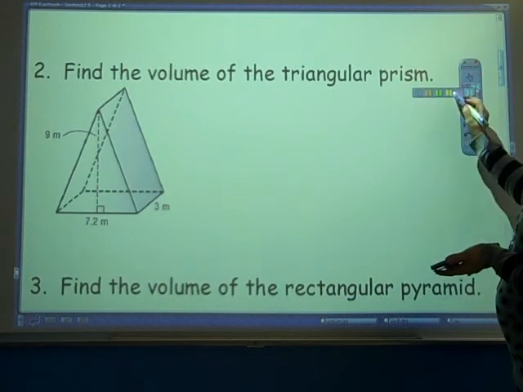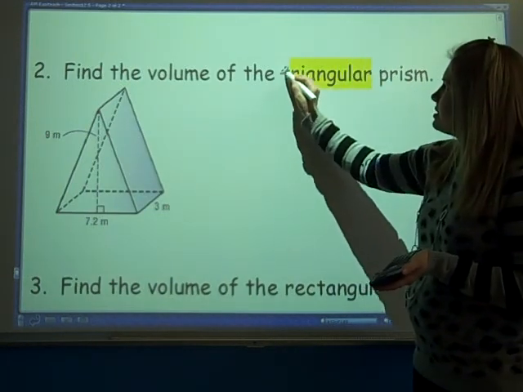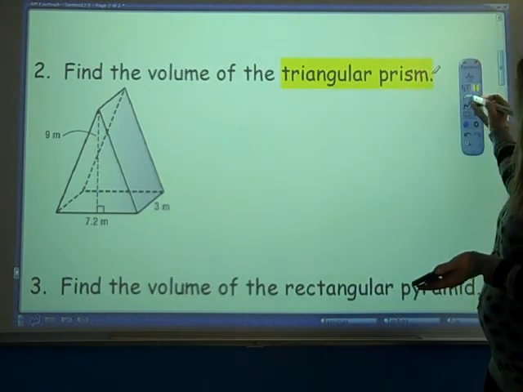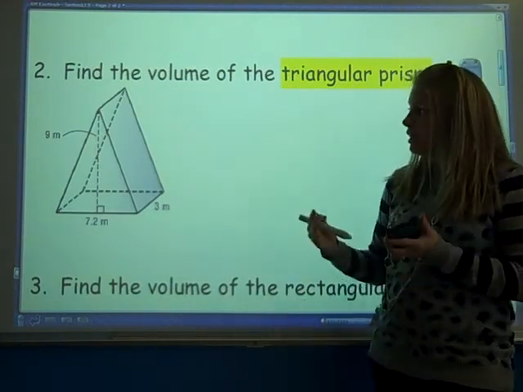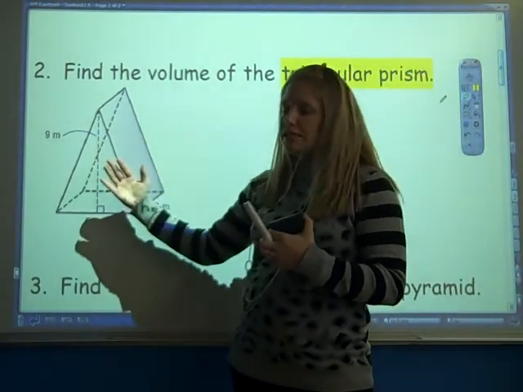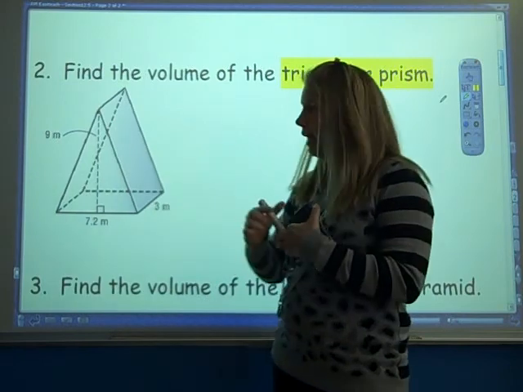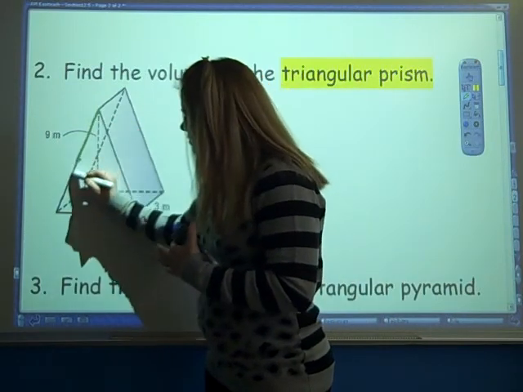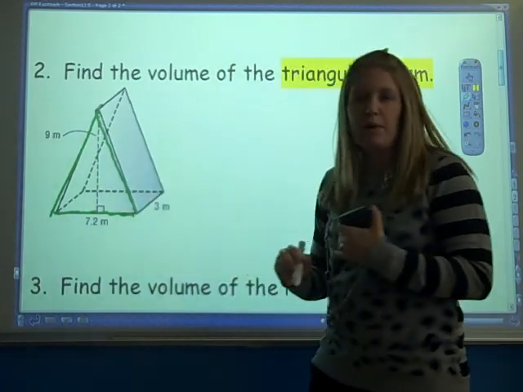Finding the volume of a triangular prism. That means that your bases are triangles. So first you got to find the triangles. Now, it's a little hard because this one is not sitting on the triangles. The triangles are in the front and the back. So this is your base, because that's the one that's parallel to it.